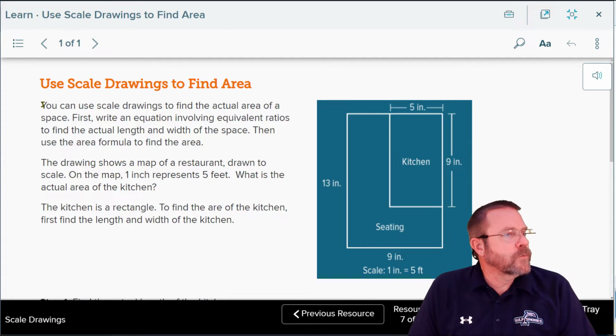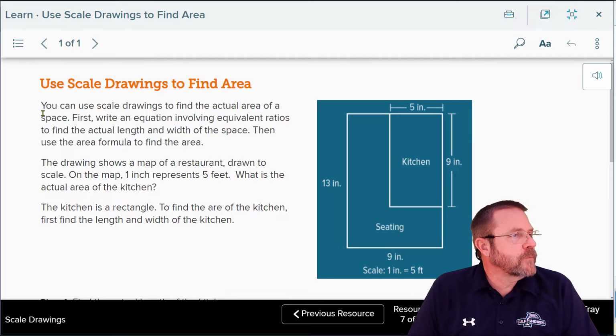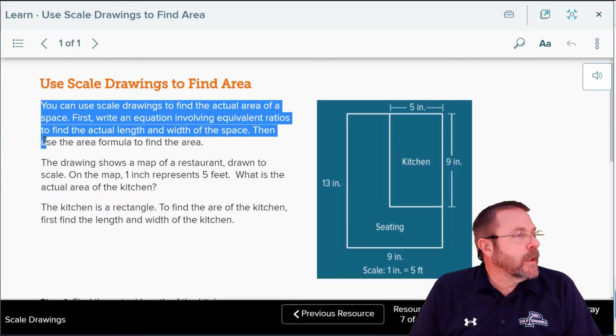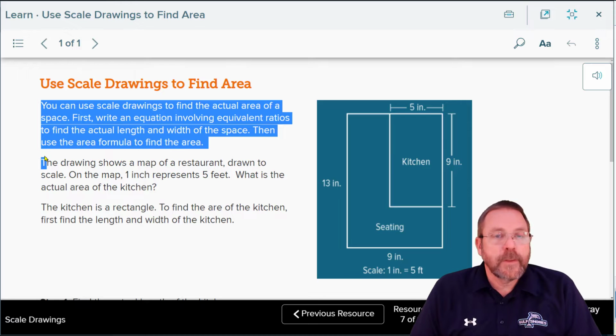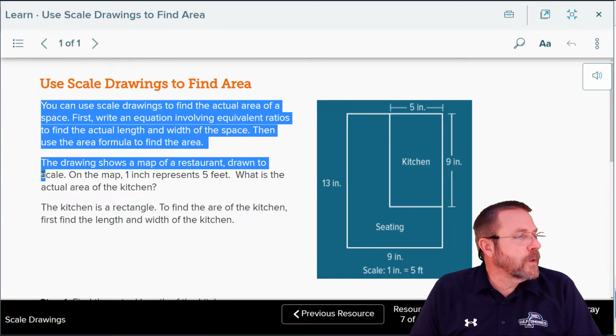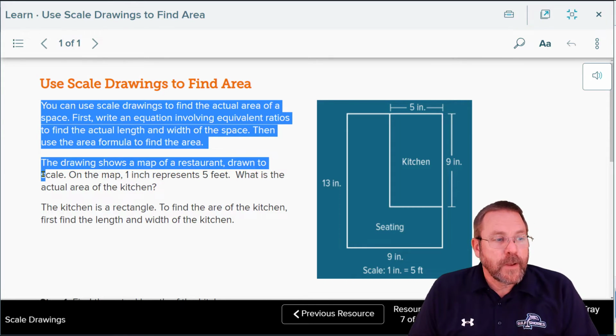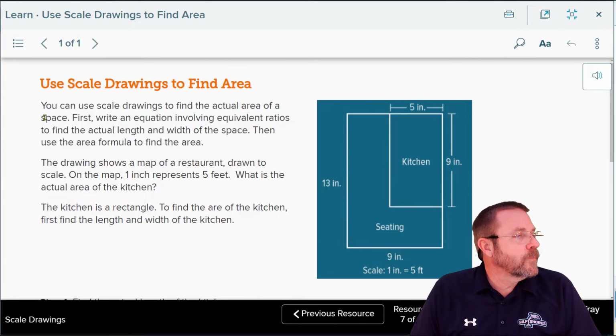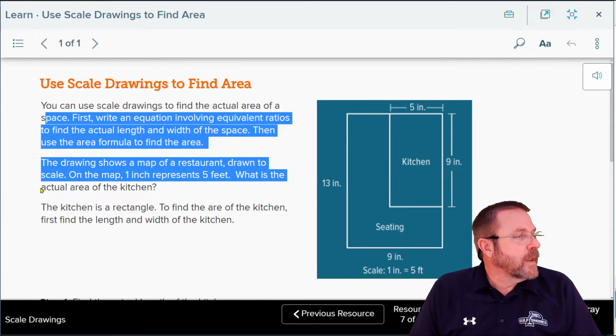You can use a scale drawing to find the actual area of a space. First, write an equation involving the equivalent ratios to find the actual length or the width of the space, then use a formula to find the area. The drawing shows a map of restaurants drawn to scale. On the map, 1 inch represents 5 feet. And you can see that listed down here in the bottom. That's going to be our scale. What is the actual area of that kitchen going to be?